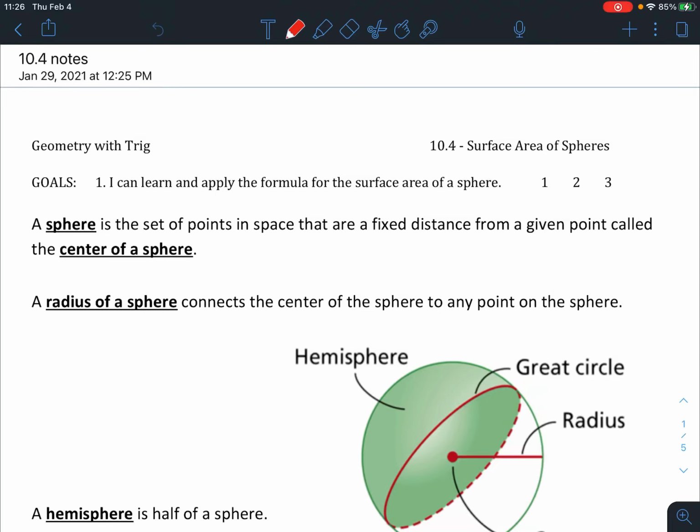All right, everybody. Thanks for coming back here. We're going to finish today our talk about surface area of three-dimensional figures. Today we're going to talk about the surface area of spheres.